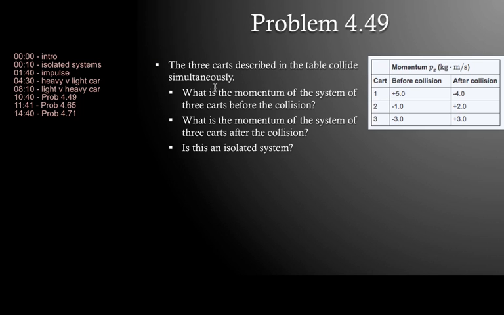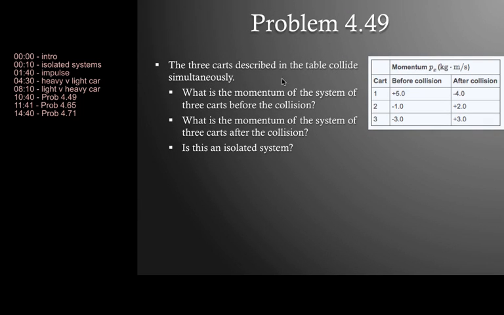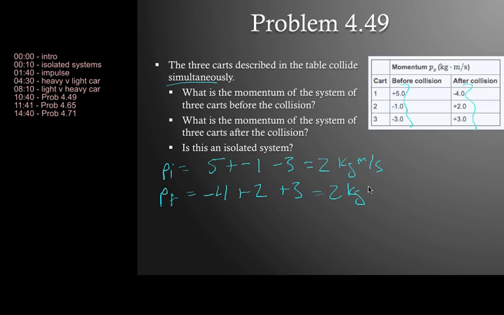In this problem we have 3 carts that all collide at the same time. Here we have initial momentums, and here we have final momentums. So what is the momentum of the system before the collision? So P initial is going to be this 5 plus minus 1 minus 3. This is just going to give us 2 kilogram meters per second. So what is the final momentum after the collision? This is minus 4 plus 2 plus 3. This is also going to give us 2 kilogram meters per second.